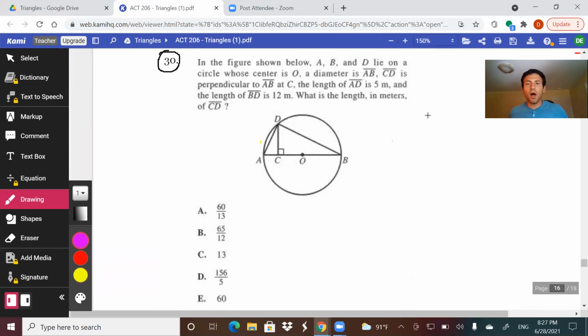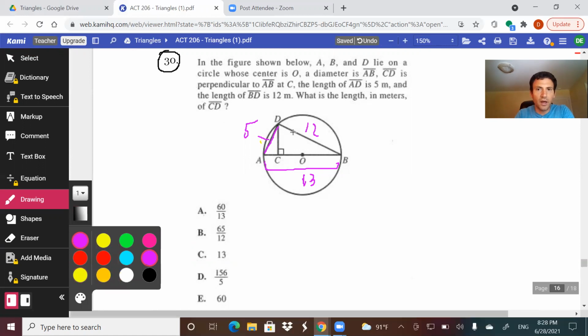So in the figure shown below, ABD lie on a circle whose center is O. Diameter ABC, a diameter is AB, as we can see. CD is perpendicular to AB, which they've marked. And they tell us that A to D is 5. So this guy right here is 5. And the length of B to D is 12. So that's easy. It's a 5, 12, 13 triangle. So we know A to B is 13, right? Pythagorean triplets. And it wants to know what is the length in meters of CD.